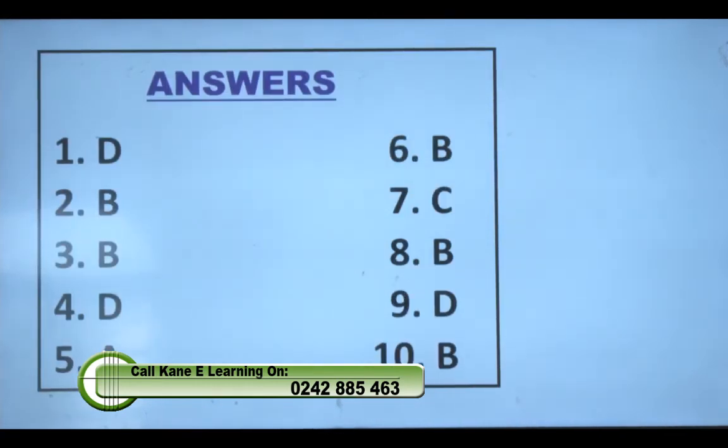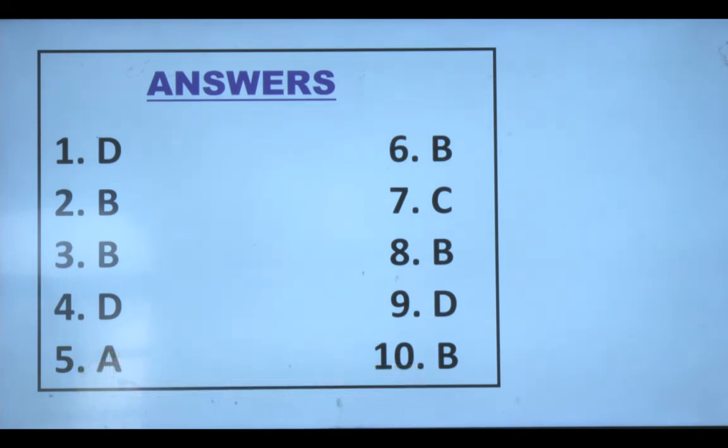The answers are now on your screen. Question 1 is D. Question 2 is B. If you are writing, you can write it fast. Question 3 is also B. Question 4 is D. Question 5 is A. Question 6 is B. 7 is C. Sorry, 8 is B. 9 is D. And 10 is B. I'm not sure you have time to solve them.